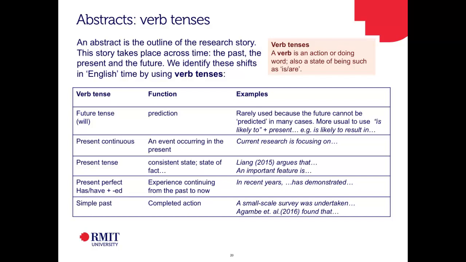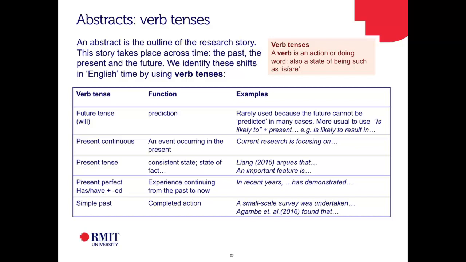The future tense, will, indicates a strong prediction, which is often difficult to make with accuracy. It's more usual to use hedging or tentative language in abstracts and in theses or dissertations. For example, is likely to result in, is likely to have the following effect. And we use words like predict, which is a strong likelihood, rather than using will.